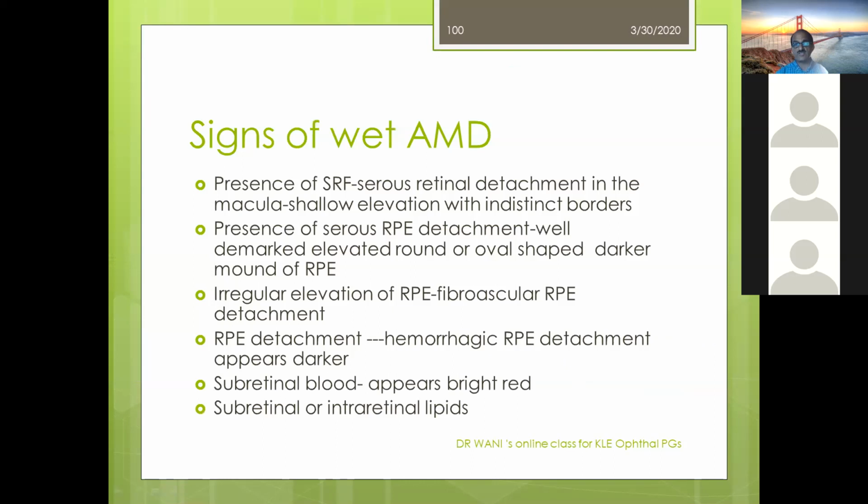So what are the signs of wet AMD? We saw the symptoms. Now what are the signs? The signs are that if there is a serous retinal detachment, the patient will have a shallow retinal elevation, but these will have indistinct borders. If there is a serous RPE detachment, it is more well marked and elevated, round or oval shaped, and it's probably a little darker.